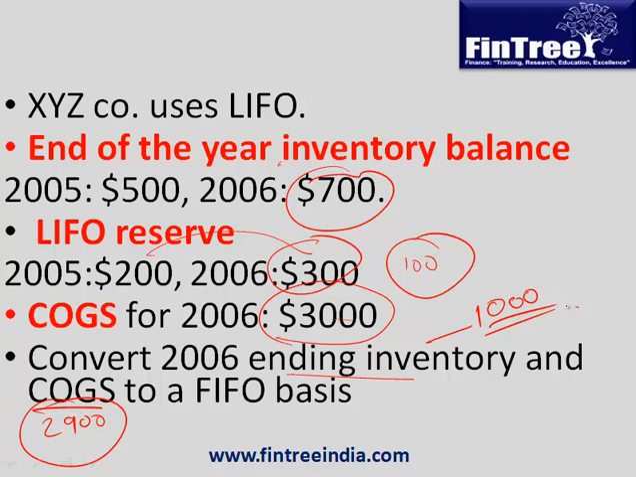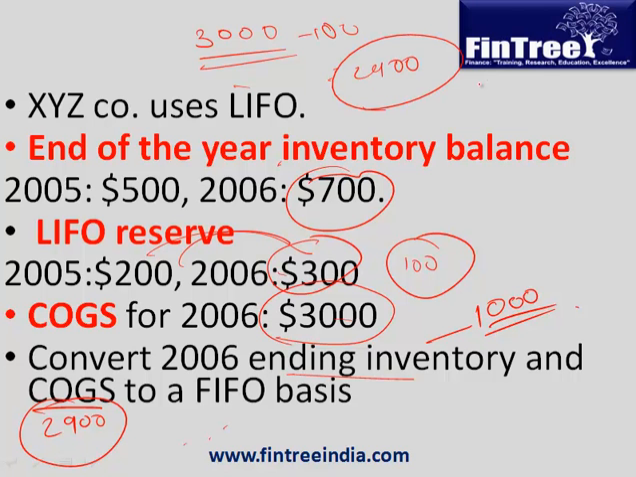Just explain this. Which one? COGS. How much is LIFO COGS? 3000. FIFO should be lower than this. So it should be lesser by what amount? It should be lesser by the amount by which LIFO reserve has increased. 100. So it has increased by 100, so minus 100. Are we good to move on? Manoj, yes, sir. Is it making sense? No. Let's do one more.